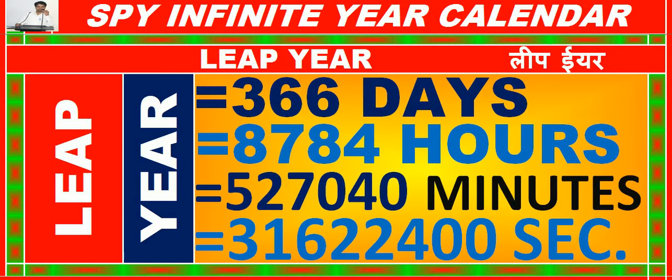A leap year is equal to 366 days, or it is equal to 8,784 hours, or it is equal to 5,27,040 minutes, or it is equal to 3,16,22,400 seconds.